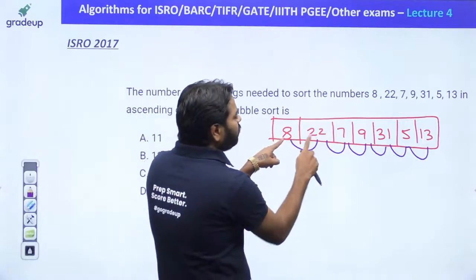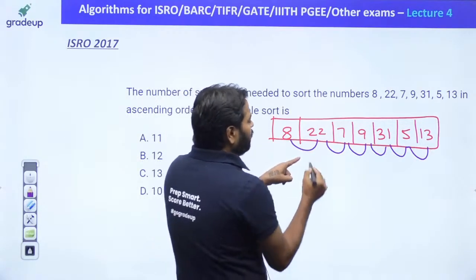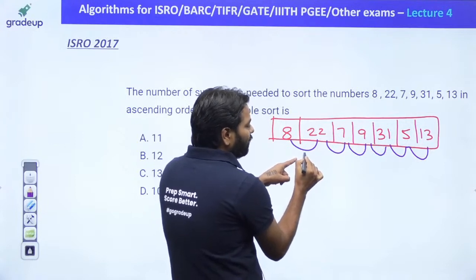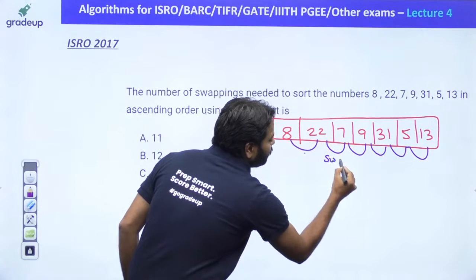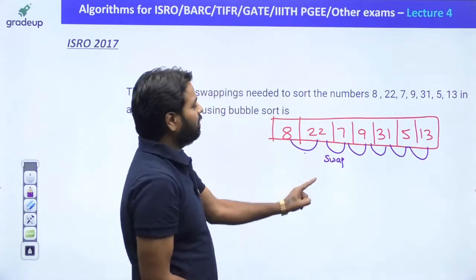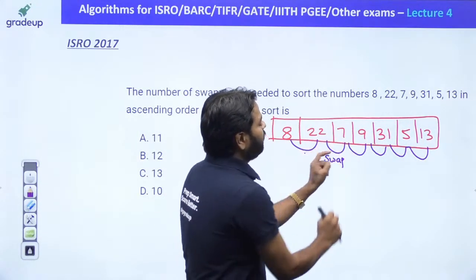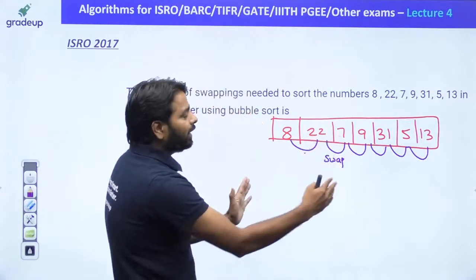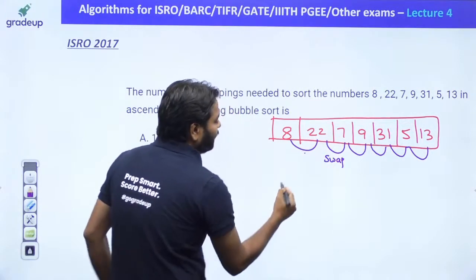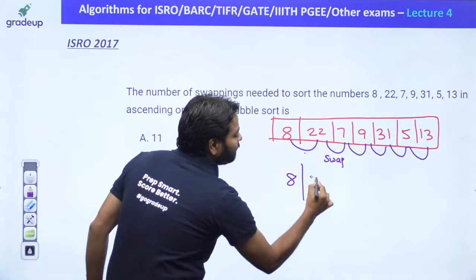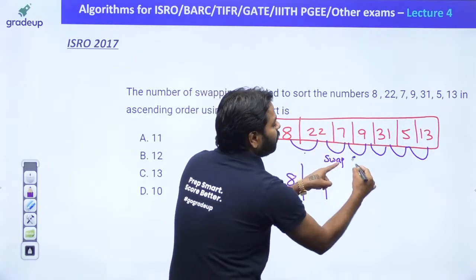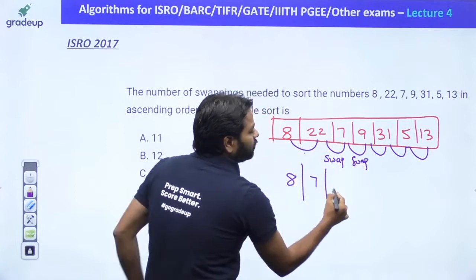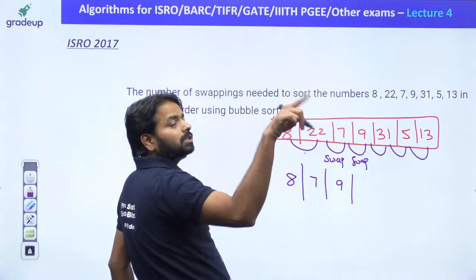Mark it. 8, 22, right order, no swap. 22, 7, yes, you have to do a swap. One swap, and 22 goes there. Otherwise you keep on writing it. Then 8, 7 comes here, and 22 goes here. 9 and 22, there is one more swap. So 9 comes here, but 22 is going further.